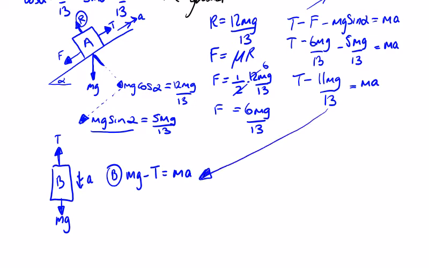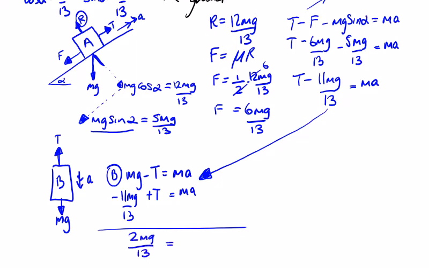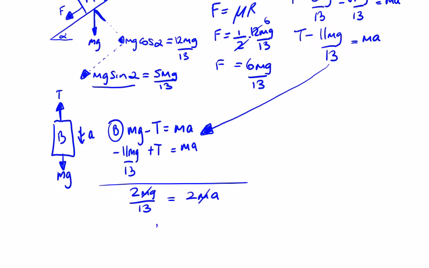Okay, bringing this across, we're going to get plus T minus 11mg over 13 equals ma. So that will be 13mg over 13 minus 11, so 2mg over 13 is equal to 2ma. We can cancel out our m's, and we need to bring the 2 under and divide, so a is equal to 2g over 13 times 2, the 2's will cancel, we're left with g over 13 m/s squared.